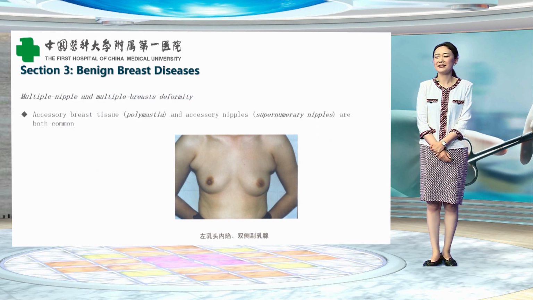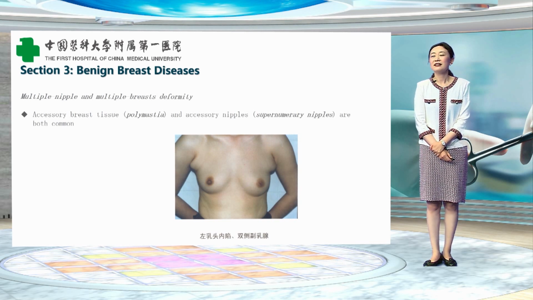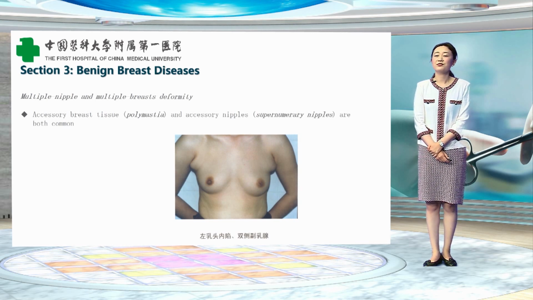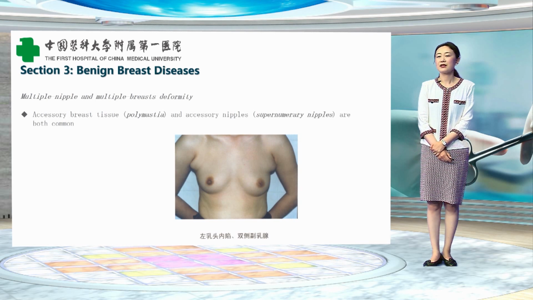The absence of breast tissue and absence of the nipple are rare, but supernumerary nipples are usually rudimentary and occur along the milk line from the axilla to the pubis in both males and females. They may be mistaken for a small mole. However, accessory nipples are usually only removed for cosmetic reasons.